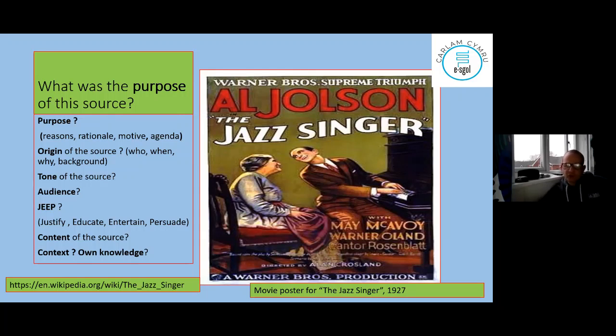Perhaps the purpose is to show it's a major triumph. Maybe the purpose is to signpost, showcase Warner Brothers. Maybe it's trying to show the attraction of the main film, The Jazz Singer. Perhaps the intention is to show that genders come together due to jazz and Hollywood. Perhaps the intention is to show different generations would love jazz music.